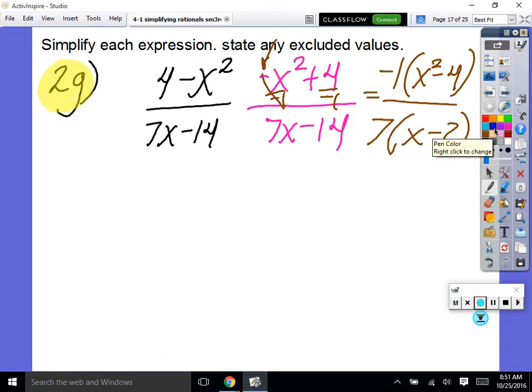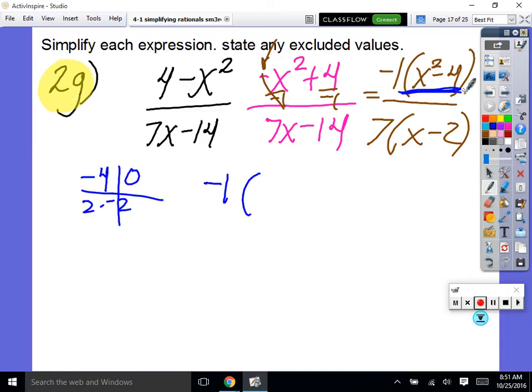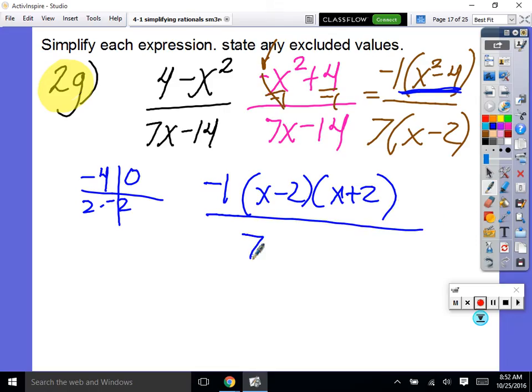Guys, we're all good? Can we factor this particular quadratic even more? Yes, it multiplies to be negative 4 and adds up to be 0. 2 times negative 2. So we would say, okay, we have a negative 1. And we also have that factors to be x minus 2 times x plus 2. And on bottom, we've already factored it to be 7 and x minus 2.